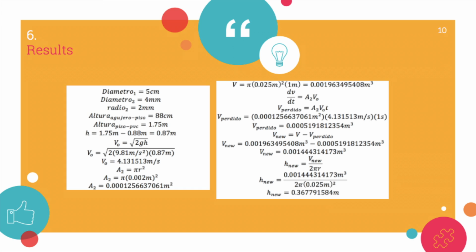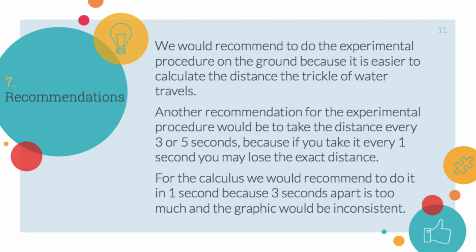We calculated the initial velocity and the area of the hole. Then we calculated the missing volume in 1 second and subtracted it from the initial volume to find the new one. Using that newfound value, we calculated the new height.